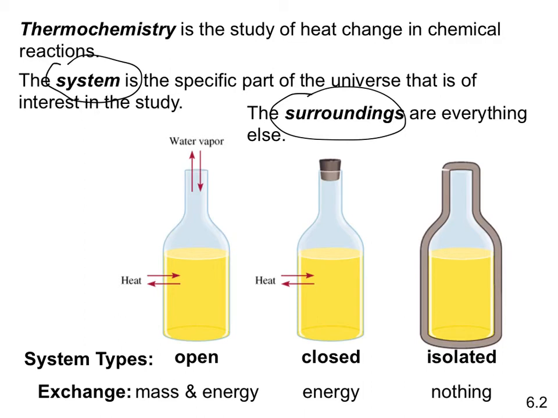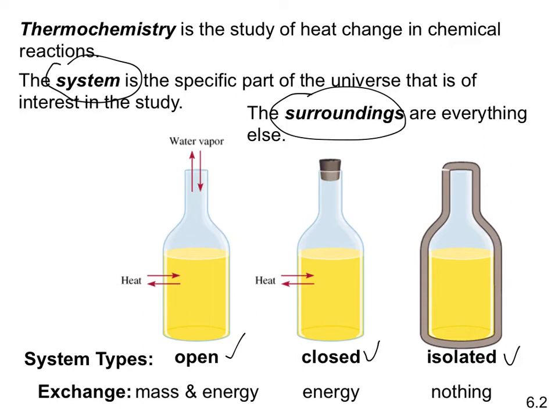So basically the system is an arbitrarily defined item, and the surroundings is dictated by how you define the system. Okay, so there's different types of systems. There's open systems, closed systems, and isolated systems. And each of them have different features.